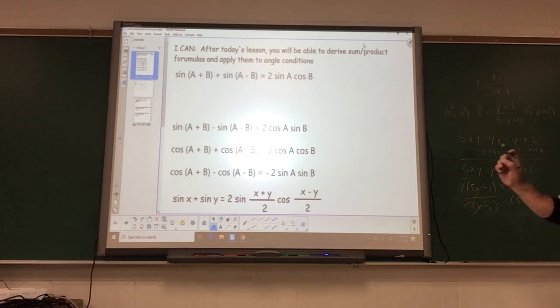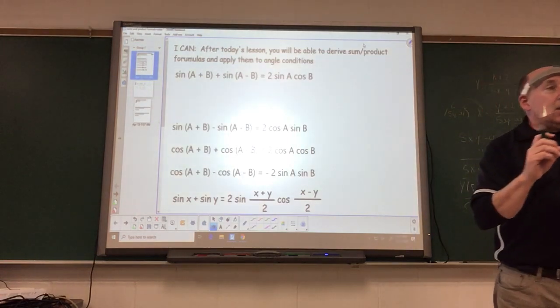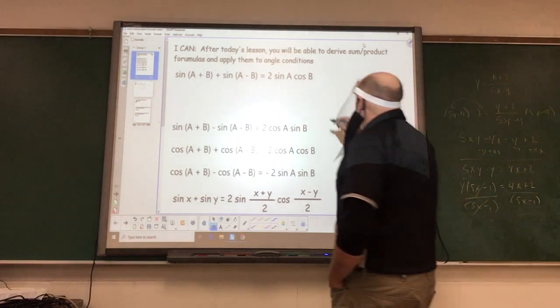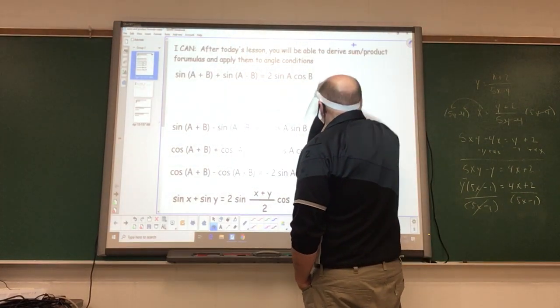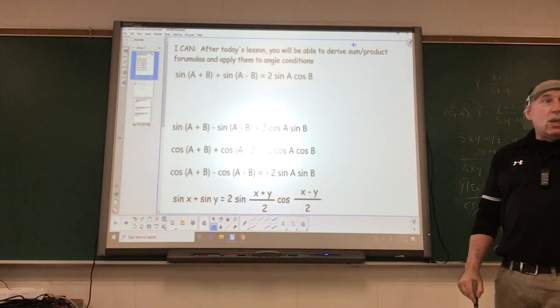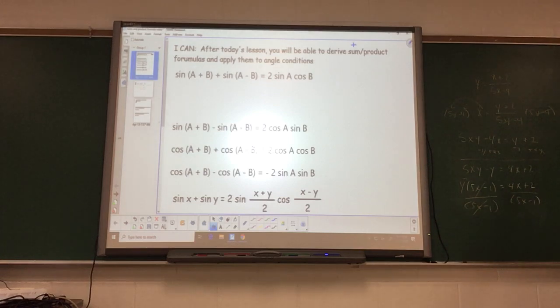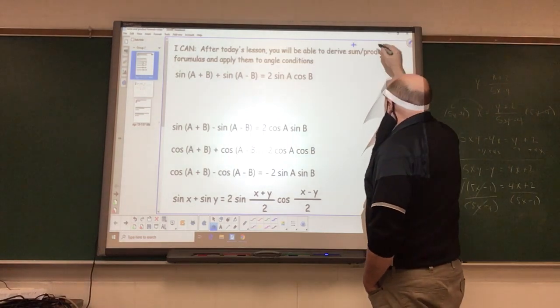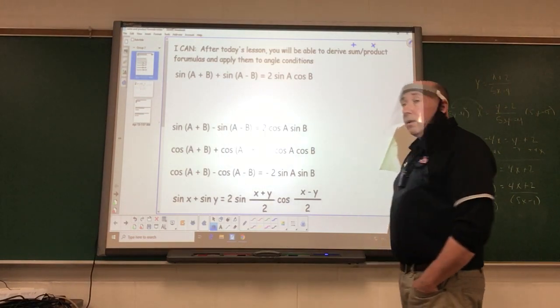Now, what we have to remember is what is meant by a sum and a product. A sum means we are adding 2 things together. It's a result of the addition of 2 values. A product means we are multiplying values.